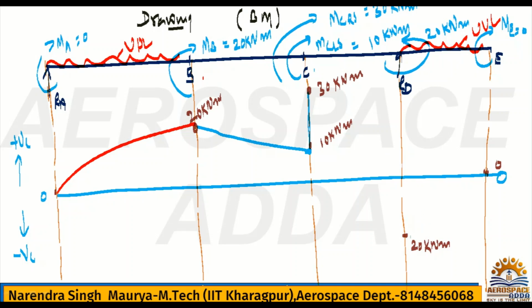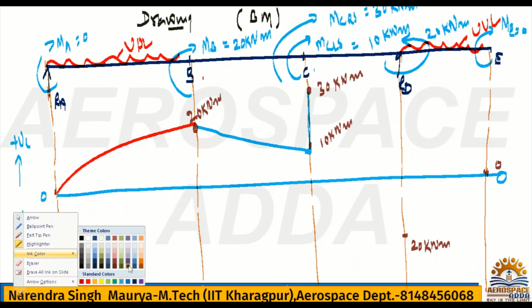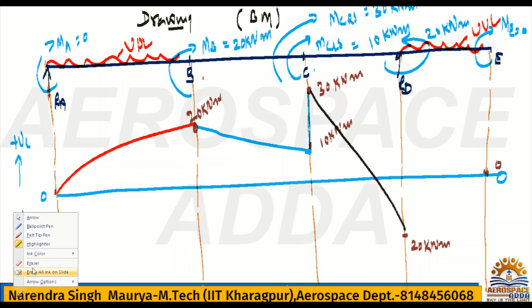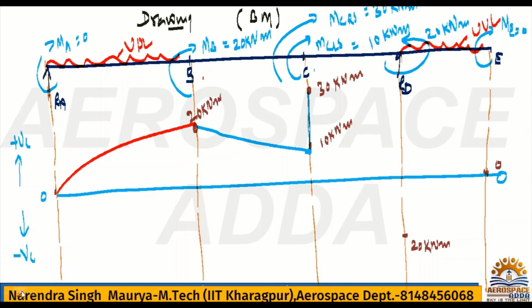Then at D you got anti-clockwise, which is 20 kilonewton meter, and it will be downside because anti-clockwise is negative. In between C and D you do not have any UDL, only point loads, so both points will be connected by an inclined line. I can take this inclined line something like this. No, not correct. Again we'll try.